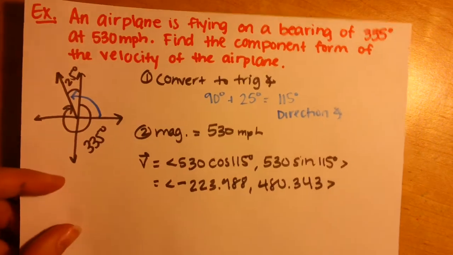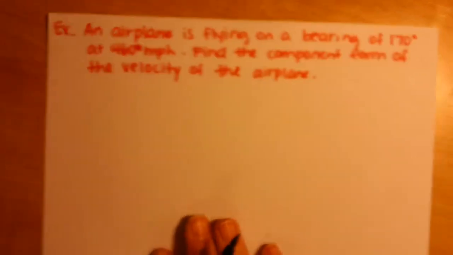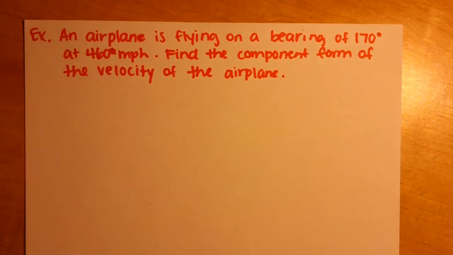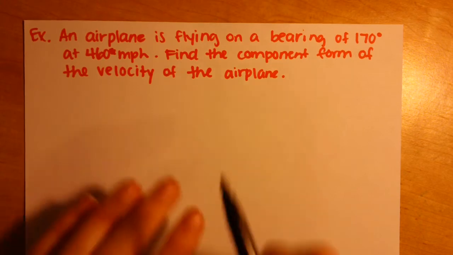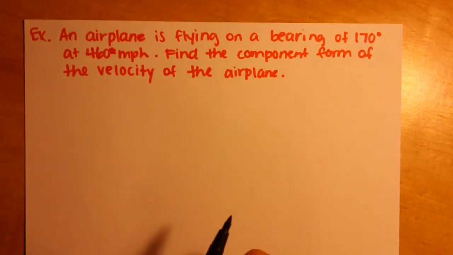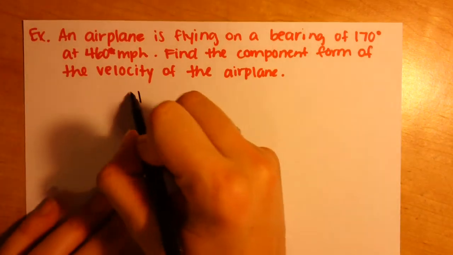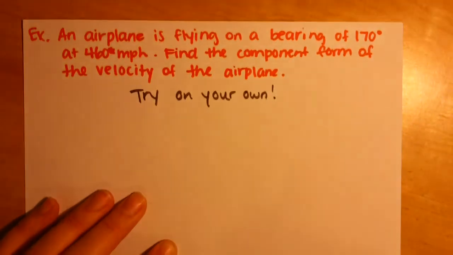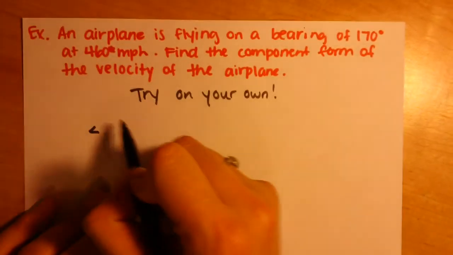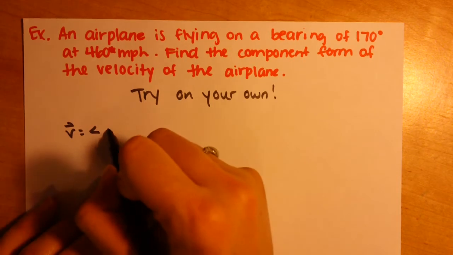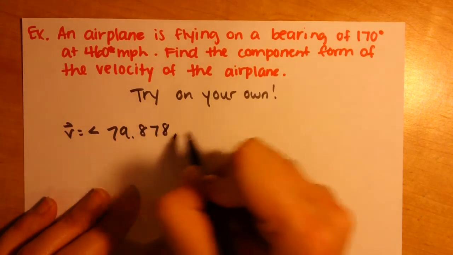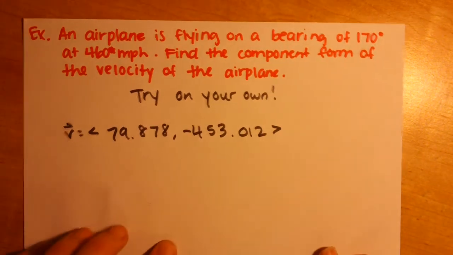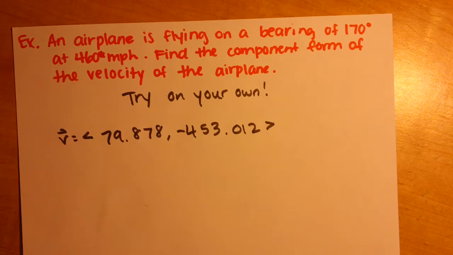Simple enough. This next example I want you to try on your own. This next example says an airplane is flying on a bearing of 170 degrees at 460 miles per hour. Find the component form of the velocity of the airplane. So it's just like that last problem, and see if you can get 79.878, negative 453.012. Okay, so take a few minutes to try and see if you can get that one on your own.